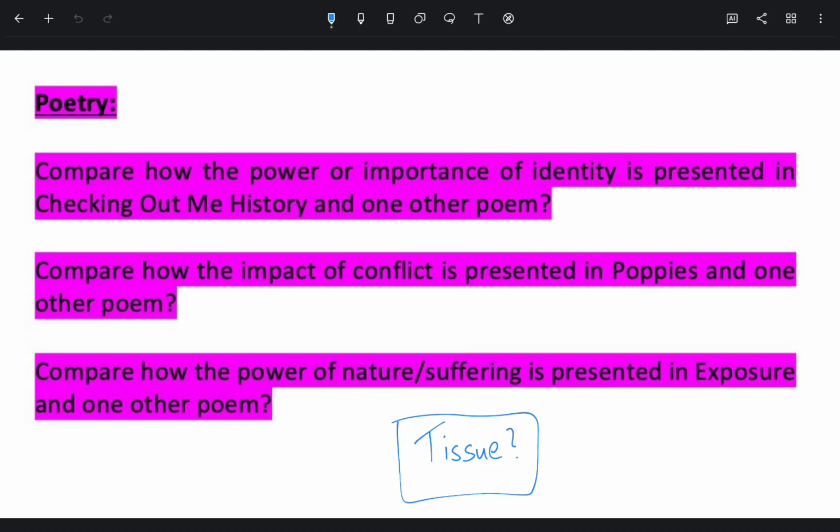Please remember to work on your time management, because practice makes perfect. I know it sounds cliche, but honestly, the more you practice, the more confident you'll be, and the more likely you are going to write a top quality answer.